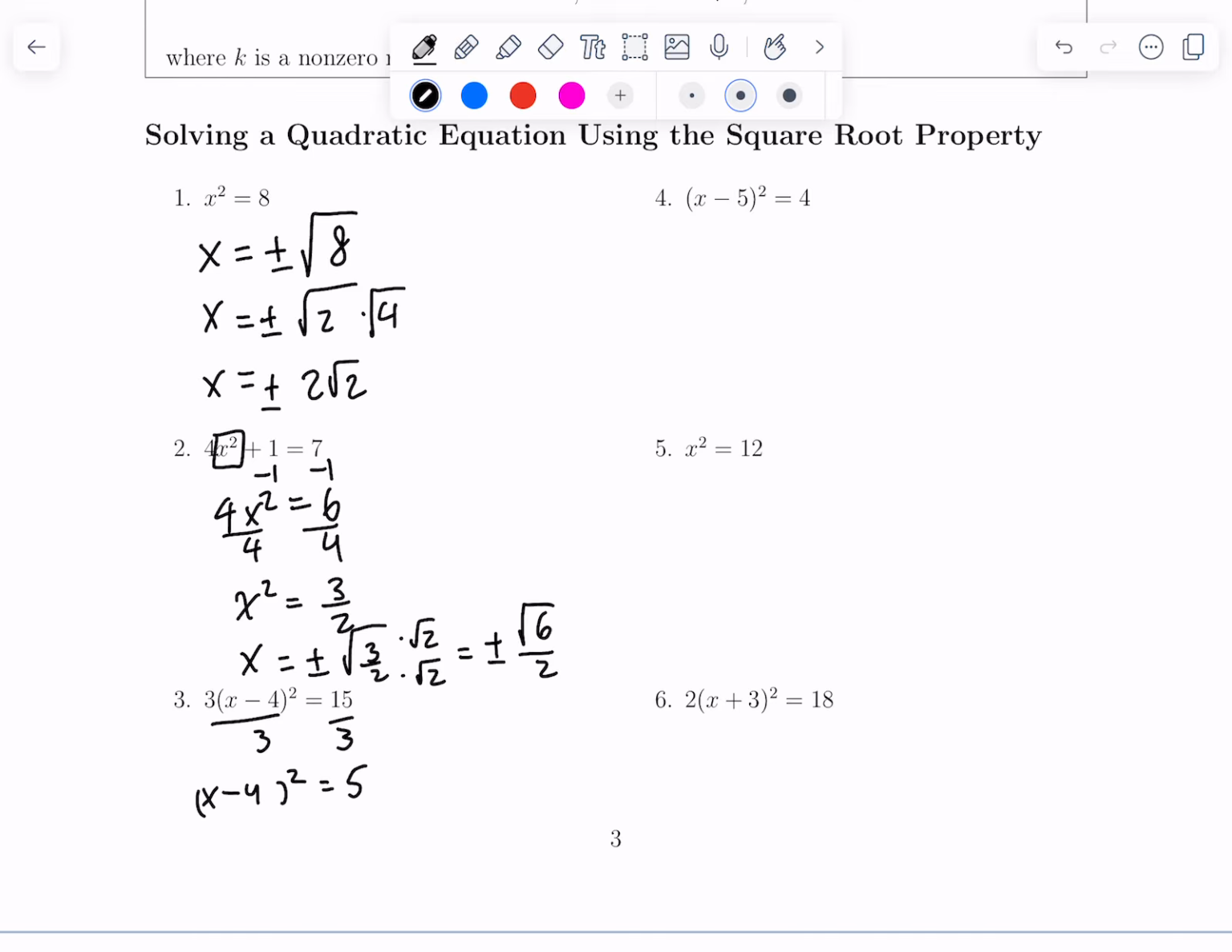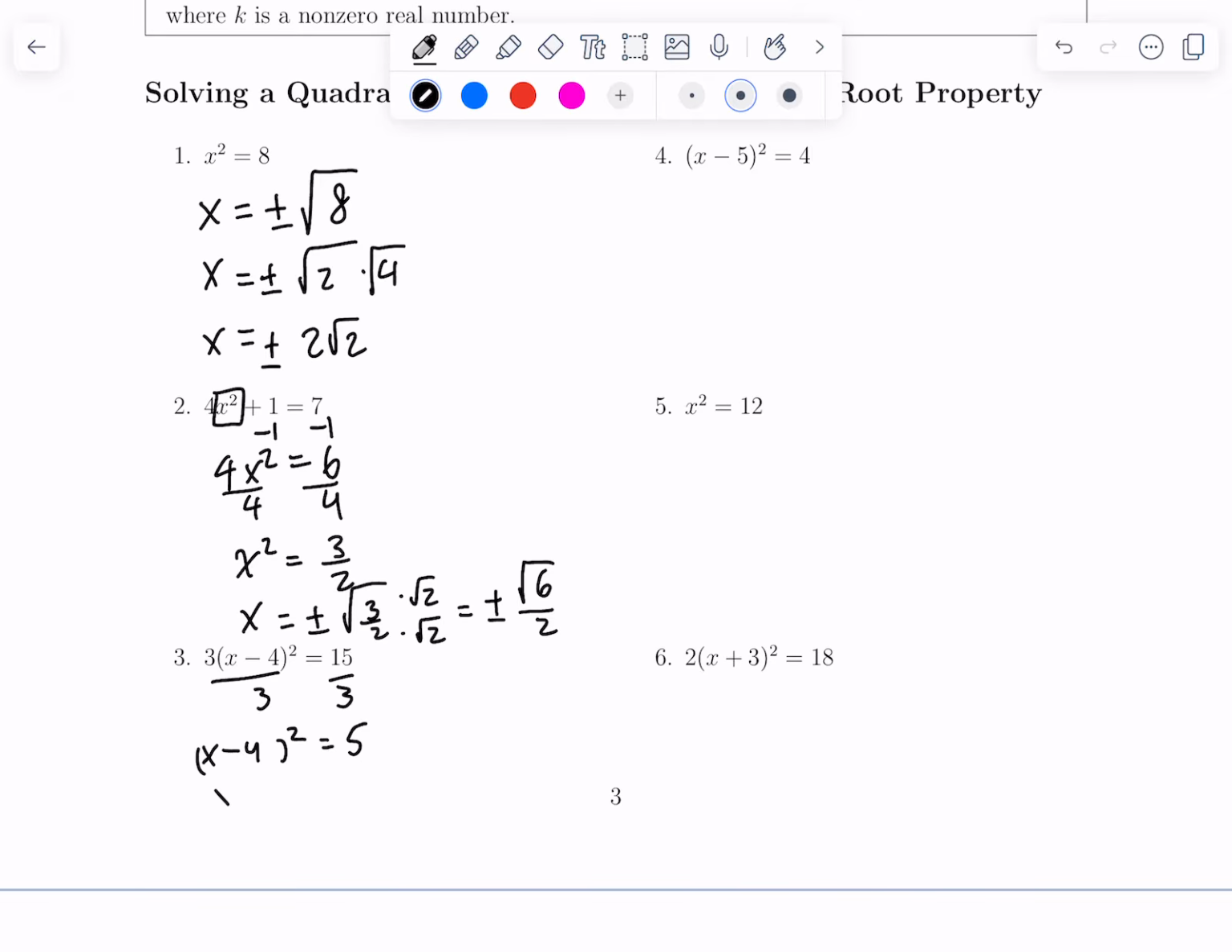And then we're going to take the square root on both sides of the equation. x minus 4 equals plus and minus the square root of 5. And still we haven't isolated x. So I'm going to add 4 on both sides of the equation. So x equals 4 plus and minus the square root of 5. And this is our solution.